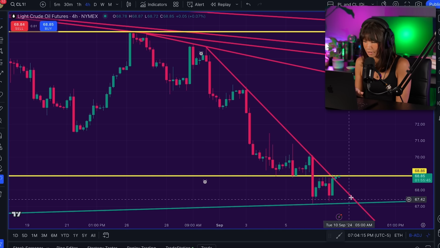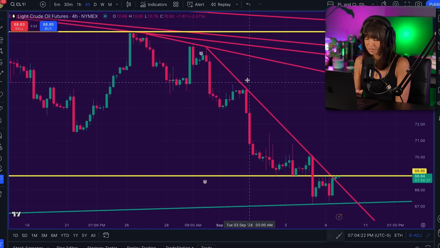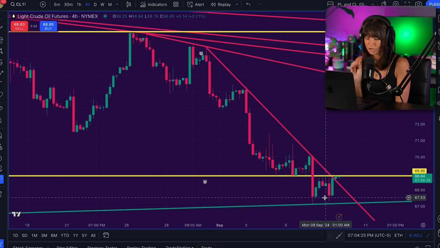Are we going to just continue to bounce back and forth here? Are we not going to be able to break out of this 68.86 with much momentum? But right now, current market conditions are trending. We are trending down, so I can go ahead and check that box off.